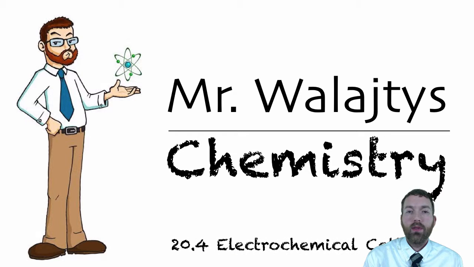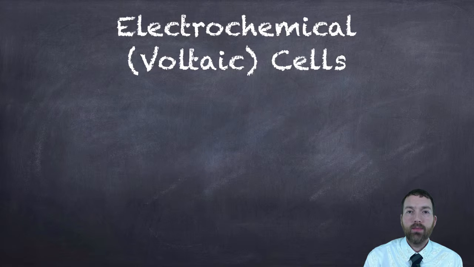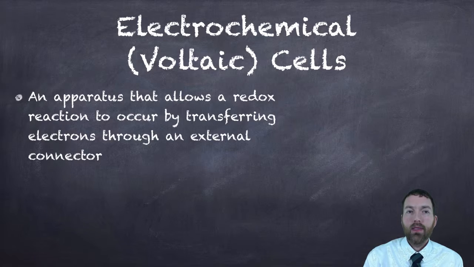So now that we've learned a little bit about oxidation reduction chemistry, we're going to apply what we've learned to something called an electrochemical cell. An electrochemical cell or a voltaic cell, these two words mean the same thing. It is essentially an apparatus that allows a redox reaction to occur by transferring electrons through an external connector.